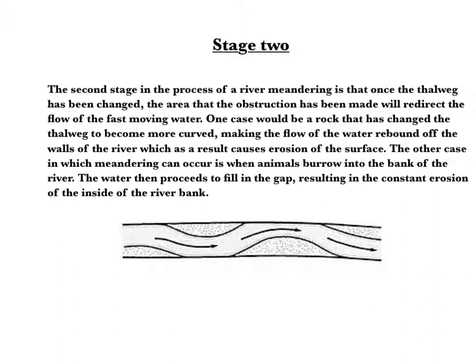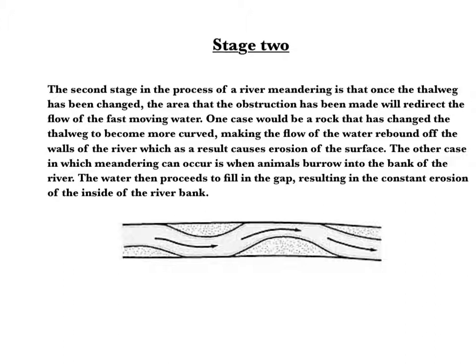The second stage in the process of a river meandering is that once the fallweg has been changed, the area where the obstruction has been made will redirect the flow of the fast-moving water. One case would be a rock that has changed the fallweg to become more curved, making the flow of the water rebound off the walls of the river, which as a result causes erosion of the surface.